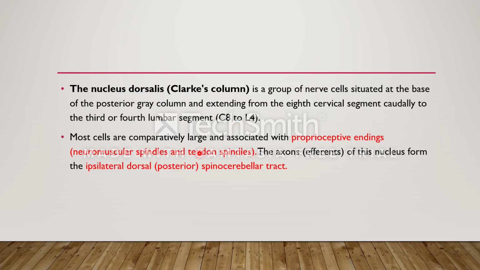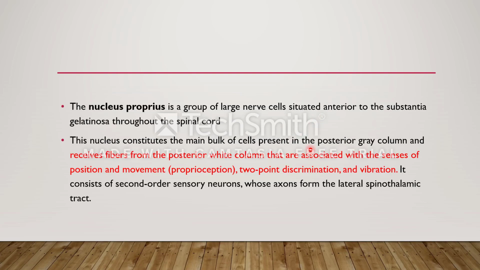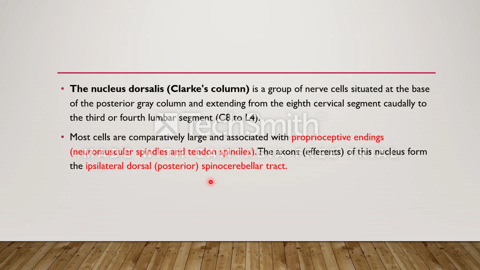It is responsible for carrying the fibers from the neuromuscular spindles and the tendon spindles, that is, the proprioceptive endings. The axons, the efferents of this nucleus, will form the posterior spinocerebellar tract. This is for unconscious proprioception. The proprioceptive endings are present, but they are unconscious. The previous one, the nucleus proprius, carries the position and movement fibers, the proprioception fibers, but the difference is that they carry conscious proprioception, while unconscious proprioception will be carried by the nucleus dorsalis.